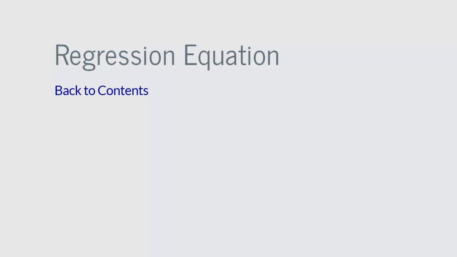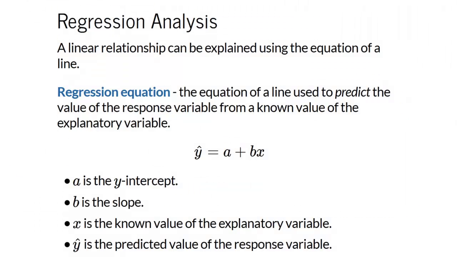Now to the regression equation. Any linear relationship can be explained using the equation of a line called the regression equation. The regression equation is used to predict the value of the response variable from a known value of the explanatory variable. The equation is given to be y hat equals a plus bx. Here, y hat is the predicted value of the response variable. x is a known value of the explanatory variable. a is the y-intercept. In other words, this is where the line crosses the y-axis. And b is the slope. In other words, rise over run.